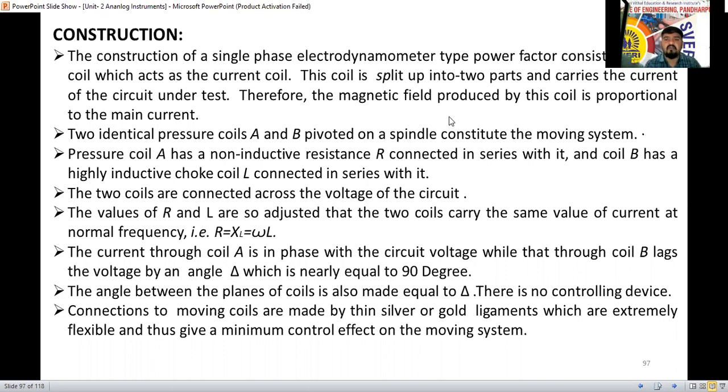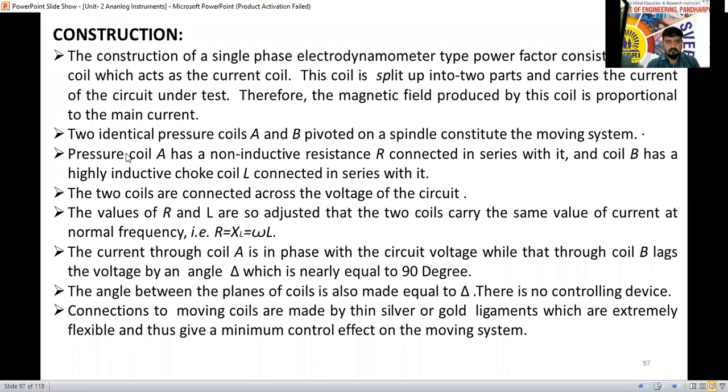Therefore, the magnetic field produced by this coil is proportional to the main current here. Whatever magnetic field is produced in between the two half coils is proportional to the current. Because of the current only, the magnetic field will be produced. For that reason, how much current passes, that much magnetic field will be produced here now.